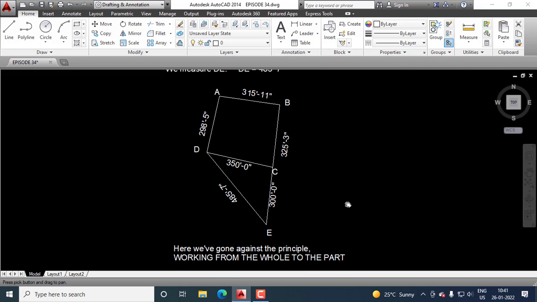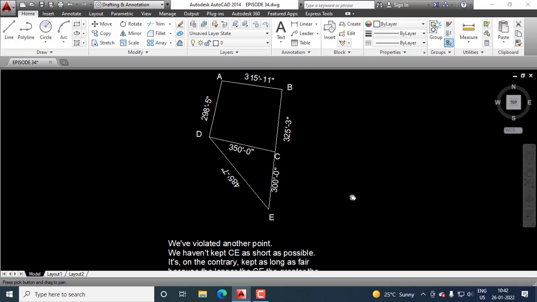Here we have gone against the principle of working from the whole to the part. This is part and BE is whole. From BC we have gone to BE. This is against the principle of surveying.